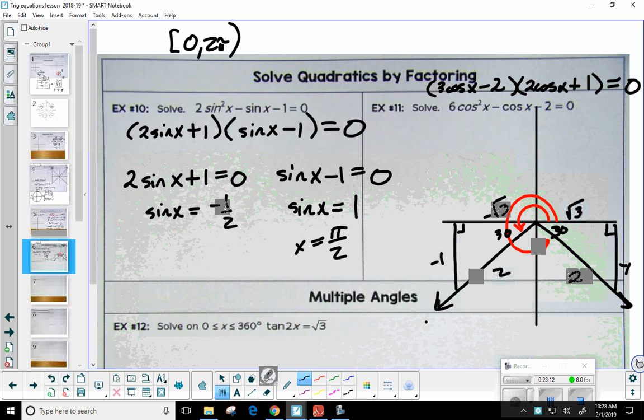210, right? So this is 210. What about the other one? Basically 360 minus 30. 330.